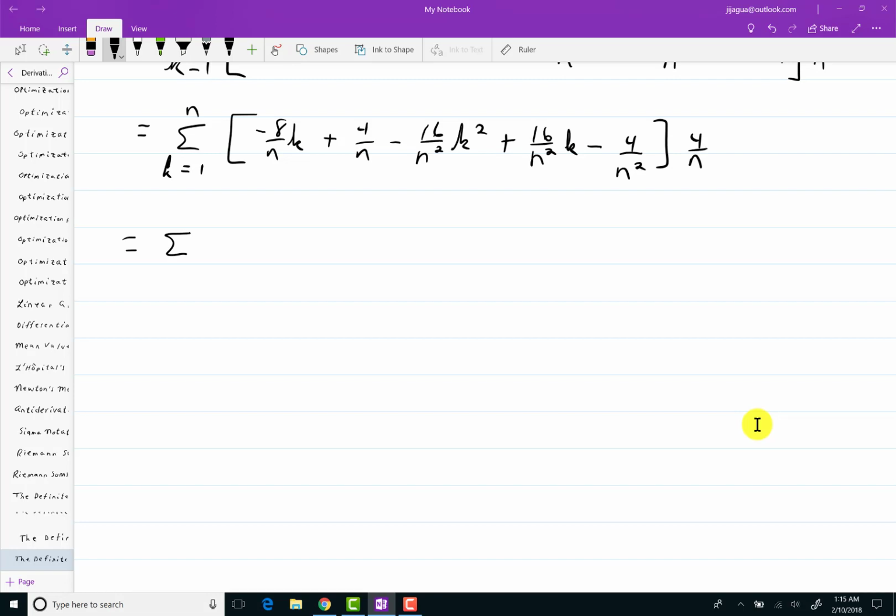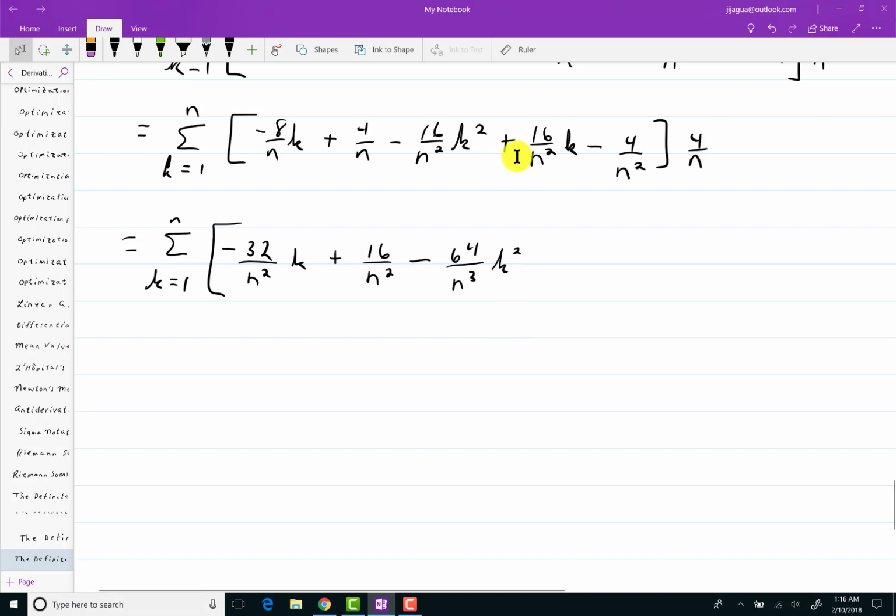So summation k equals 1 to n, I'll have negative 32 over n squared k, and then I'll have plus 16 over n squared, and I'll have negative 64 over n cubed k squared, plus 64 over n squared n cubed k, and then finally minus 16 over n cubed.